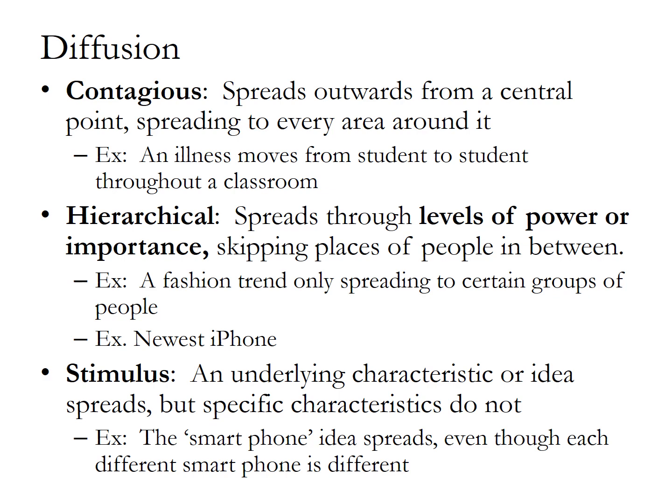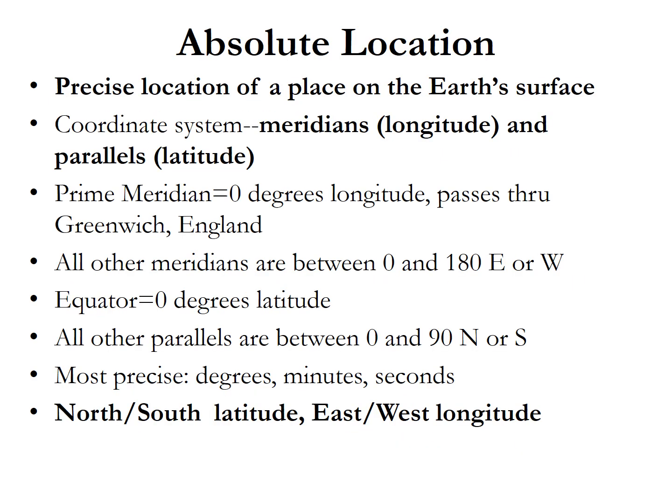And then finally, we have stimulus diffusion, which is an underlying characteristic or idea that spreads, but specific characteristics do not. For example, the best one is a smartphone. Everybody has a smartphone. That idea exists in all types of smartphones. But then Apple took that idea of a smartphone and made the iPhone. Google took that idea of a smartphone and made the Pixel. And then Android took that and made Android phones. So it's the idea that you have the basic idea and then change it to exactly what you want.